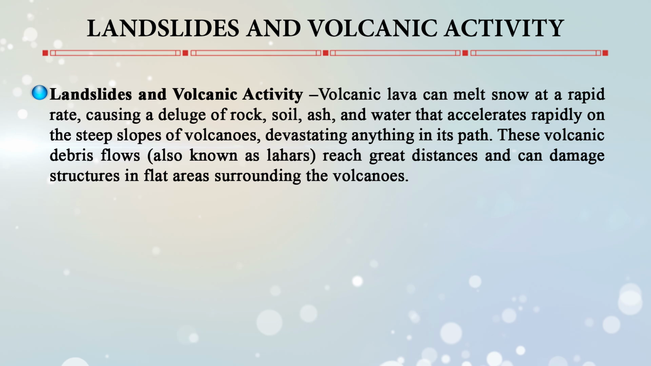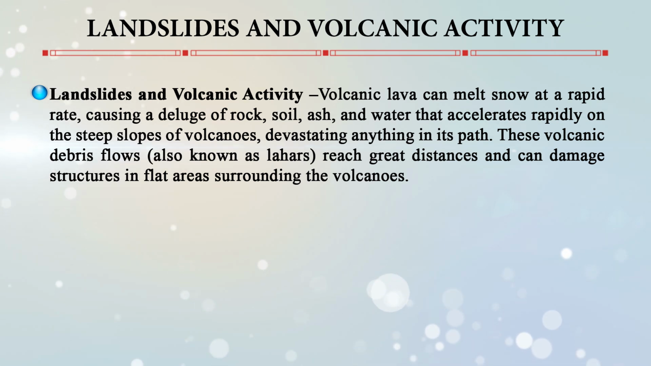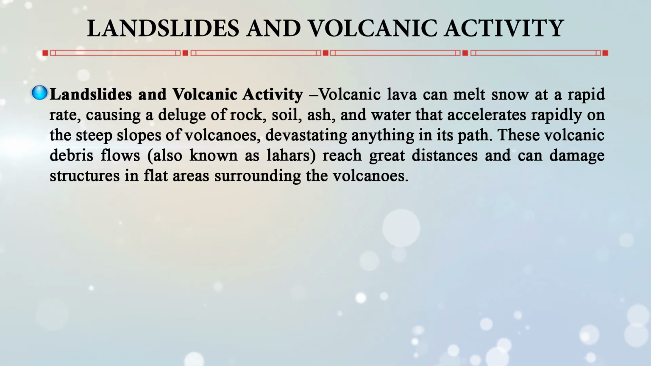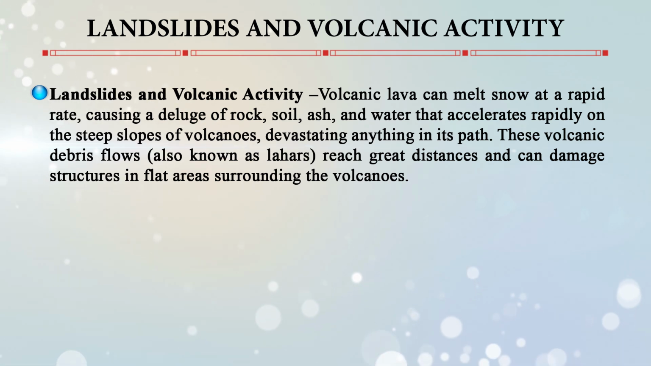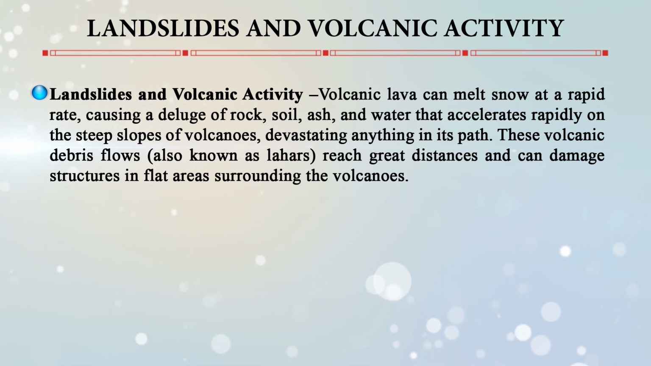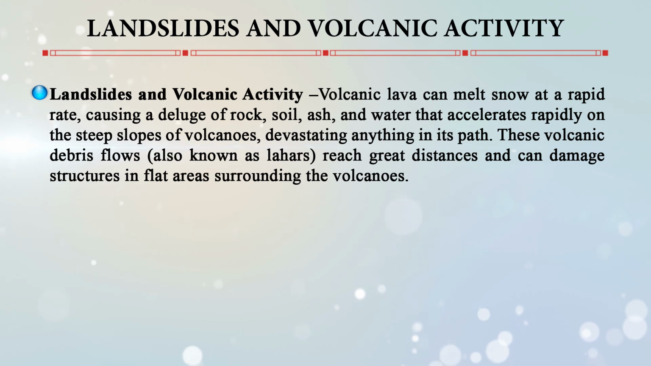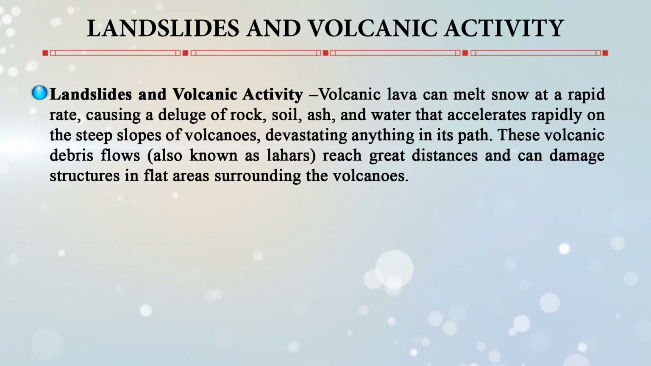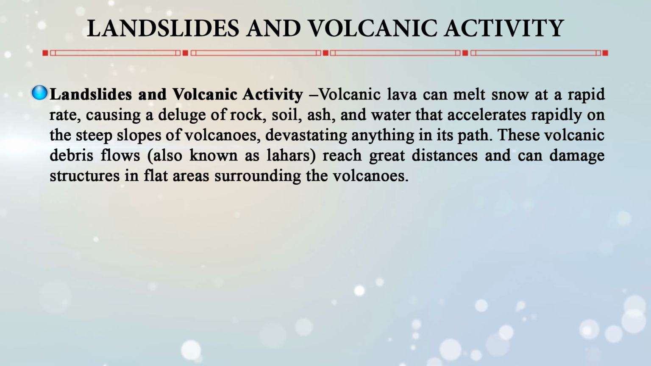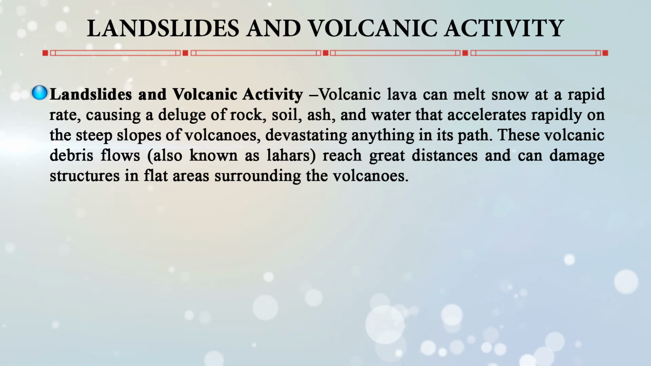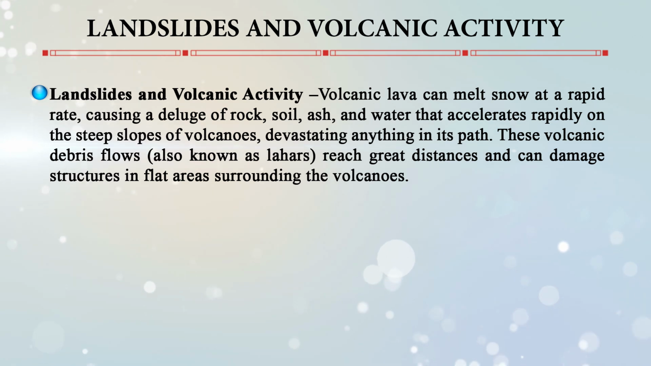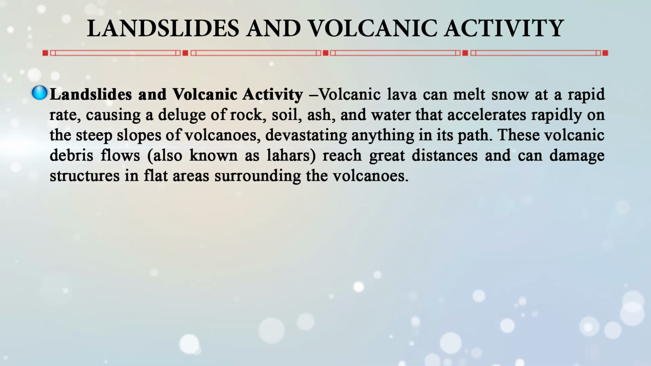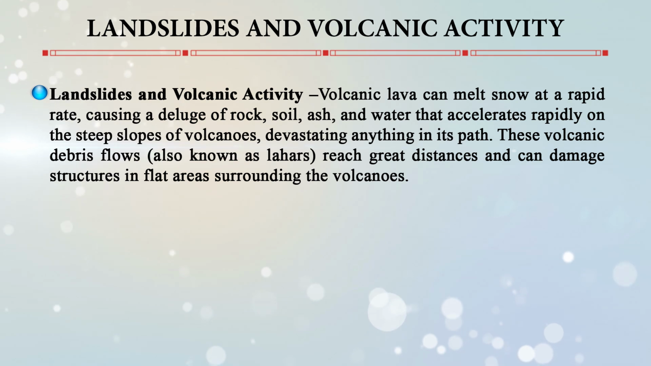Now, landslides and volcanic activity are also interrelated. Volcanic lava, being hot, can melt snow at a rapid rate, causing a deluge of rock, soil, ash, and water that accelerates rapidly on the steep slopes of volcanoes, devastating anything in its path. These volcanic debris flows, also known as lahars, reach great distances and can damage structures in flat areas surrounding the volcanoes.